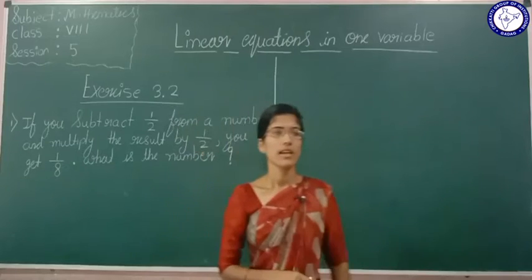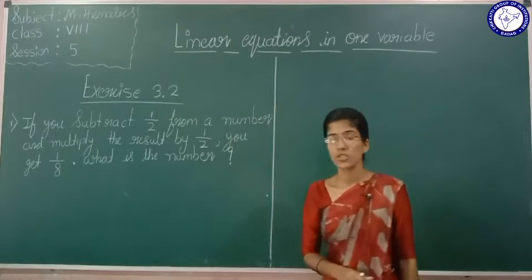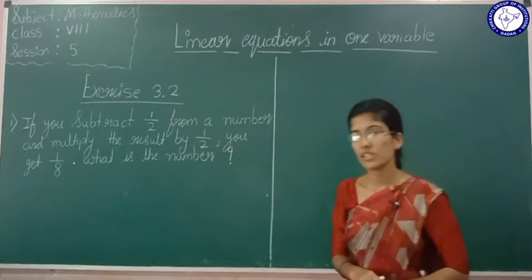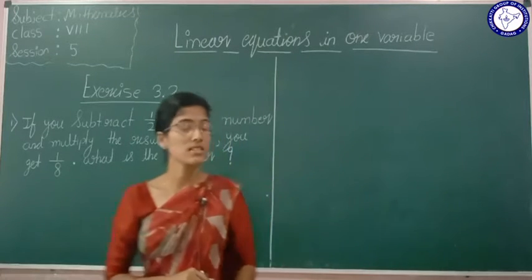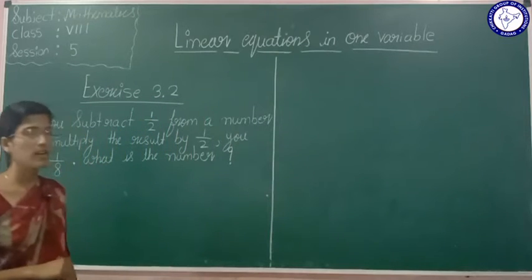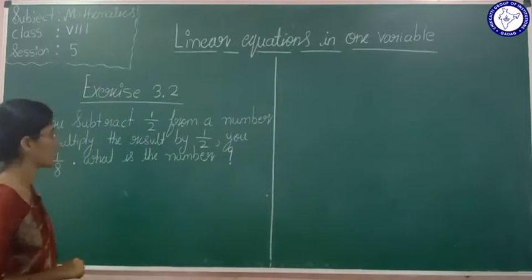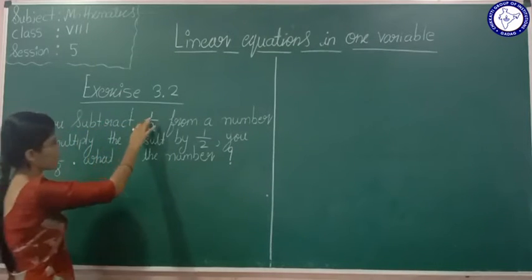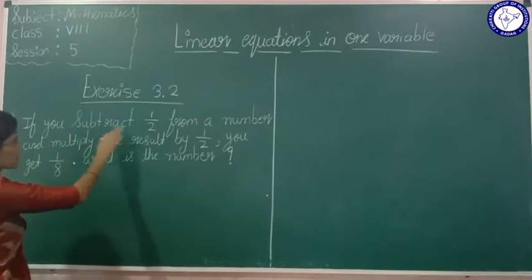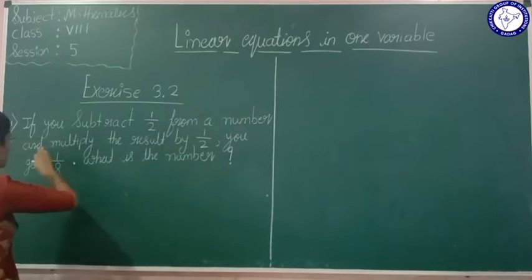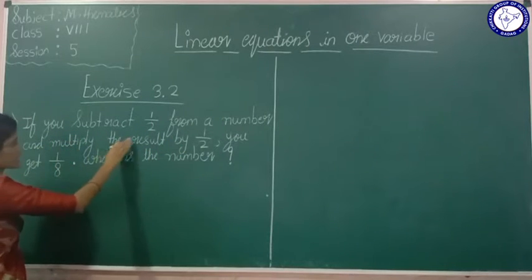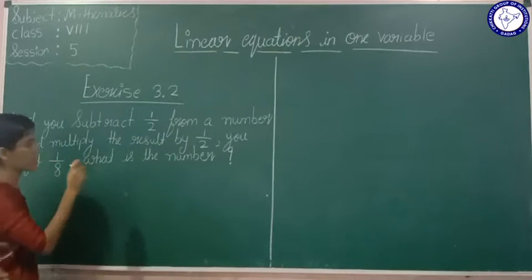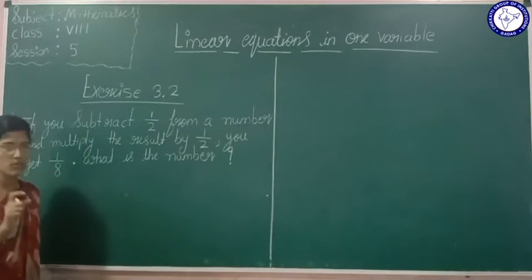Good morning students. In the last class we solved problems based on the applications of linear equations in one variable. In today's class, based on that, we are going to solve exercise 3.2. The first question says: if you subtract half from a number and multiply the result by 1/2, you get 1/8. What is the number? Here they told us to find the number.